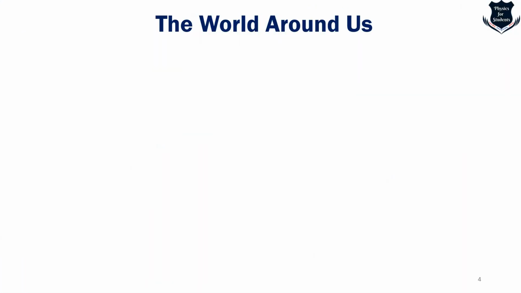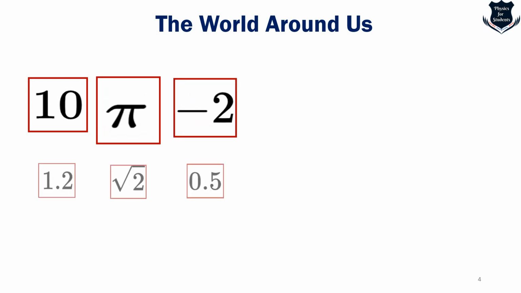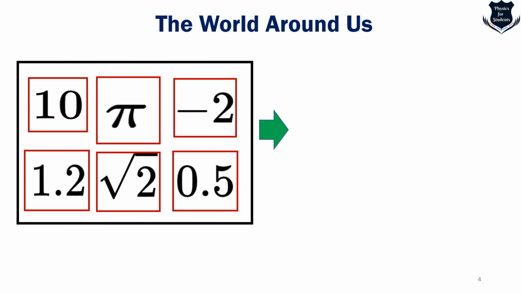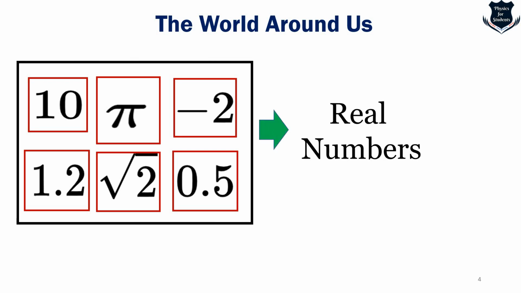Now, the numbers around us that we see are mostly numbers like 10, pi, -2, 1.2, square root of 2. These are practically what we call real numbers. The objects that we count, the things that we see are mostly covered by real numbers, and the set of real numbers is denoted by a blackboard capital R. So we are mostly watching people or things around us which are real numbers.